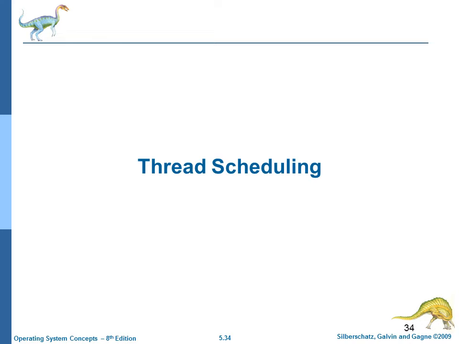Actually, what we did in the previous slides, we talked about scheduling of processes. The process scheduler schedules only the kernel threads, while the user threads are mapped to the kernel threads by the thread library. The operating system is unaware of them.